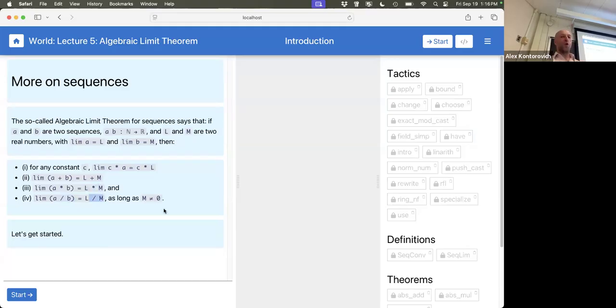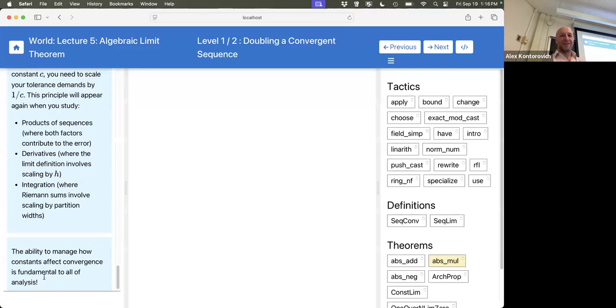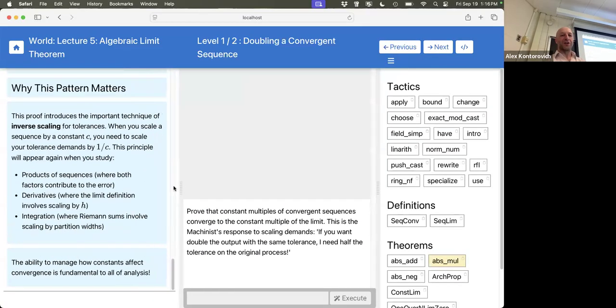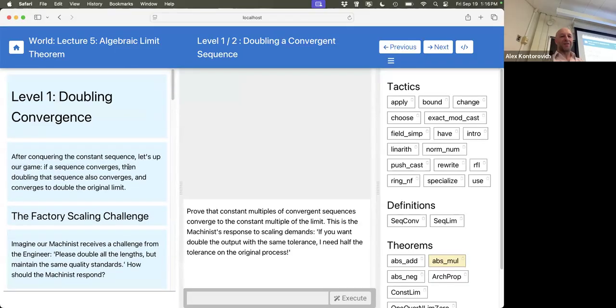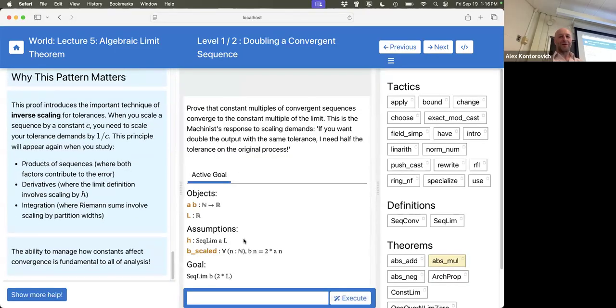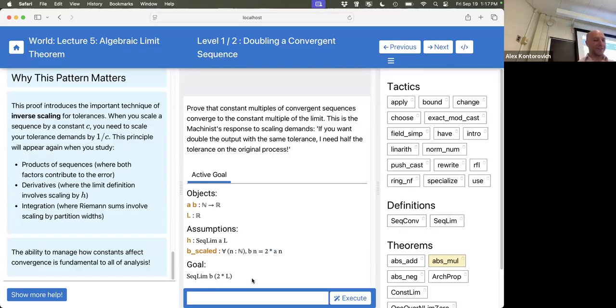Okay, let's do one instance of this, which is the easiest version. I'm not going to read all of this text. You're welcome to read the text about the factory worker. We have 2 sequences, A and B. We know that A goes to L, and we know that B is equal to 2 times A. And we want to prove that B goes to 2L. Okay, that's our goal. So let's see if we can do this. How quickly can we do this?